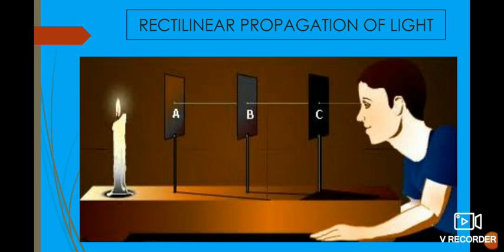Now, move the cardboard B a little towards the other side. And now try again to see the candle. This time you won't be able to see the candle. Why? Because the holes are not in a straight line.